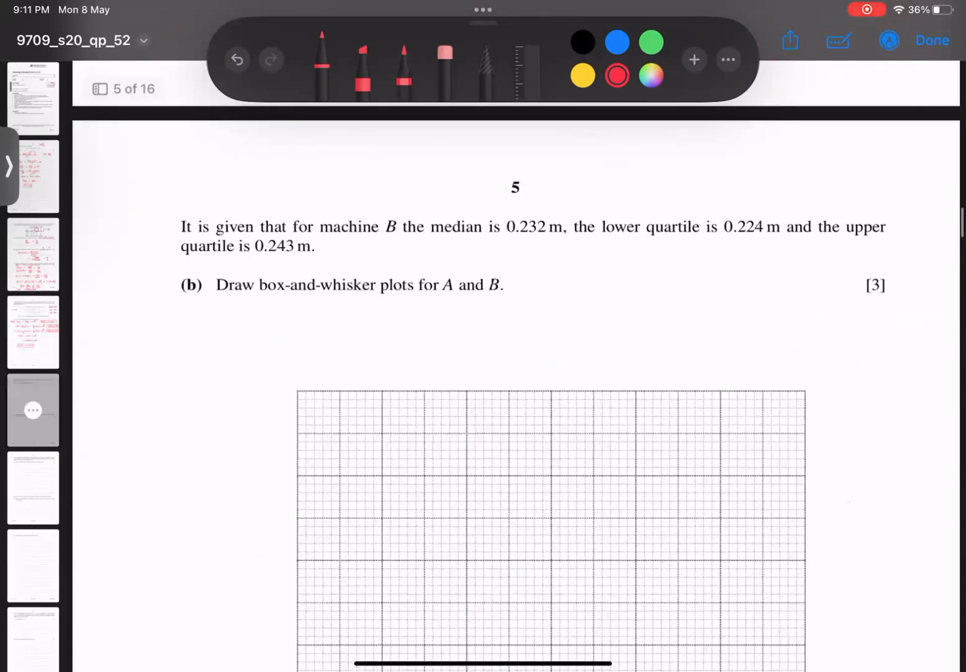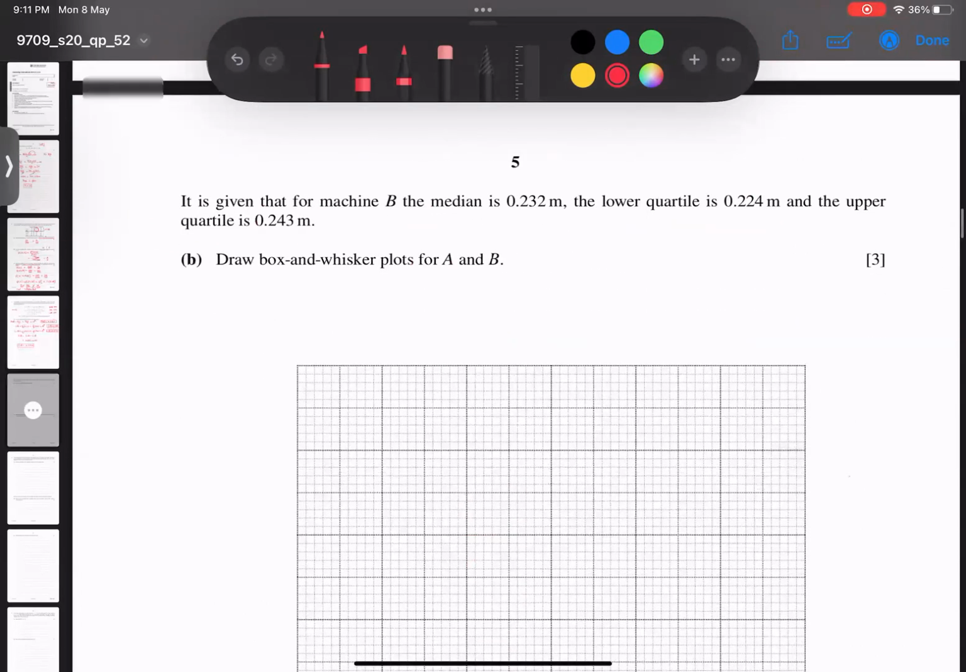What is the next question we have? It is given that for machine B the median is given by him as 0.232, the lower quartile is 0.224, and the upper quartile is given by him. Draw a box and whisker plot for both diagrams. So this is interesting. So let's see how we can do it.